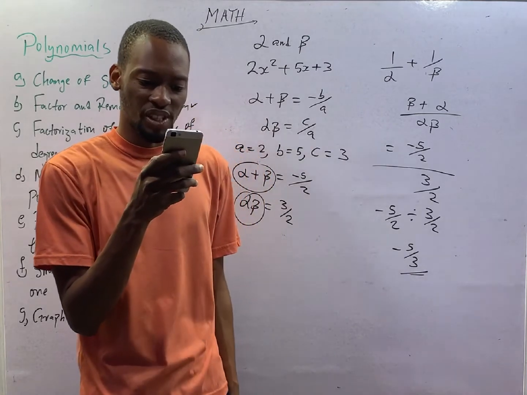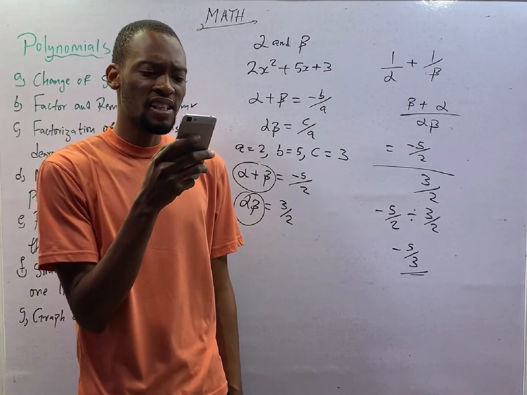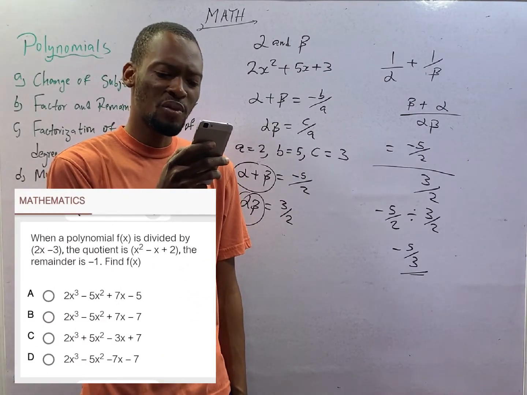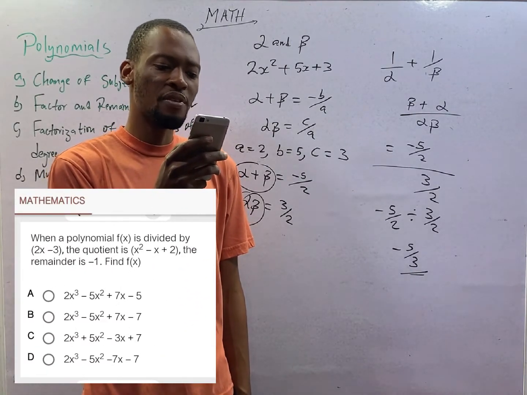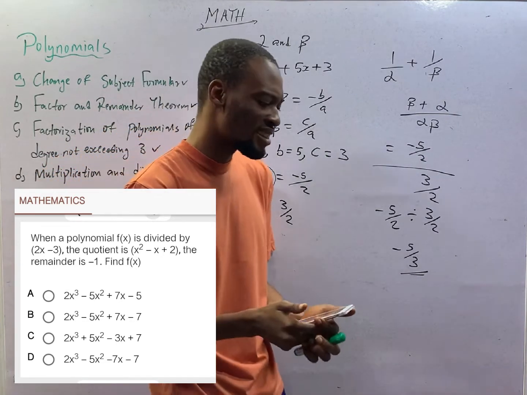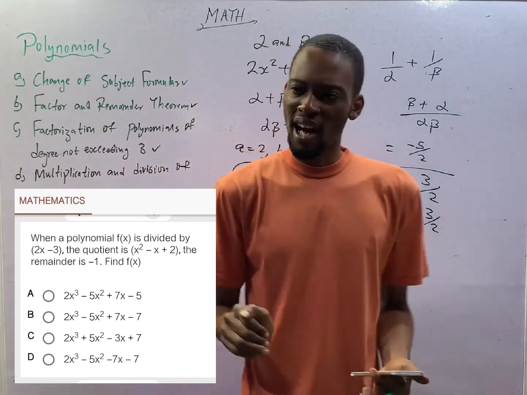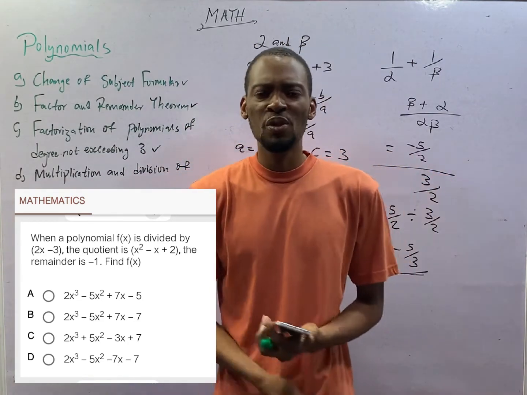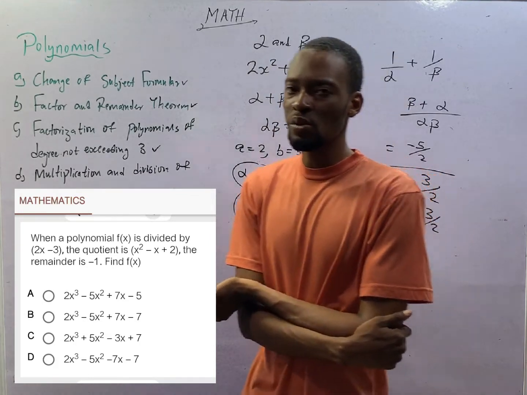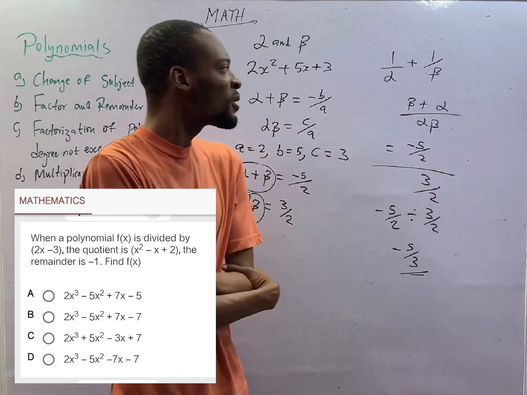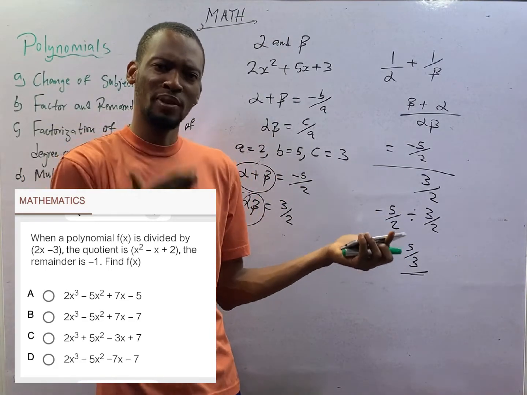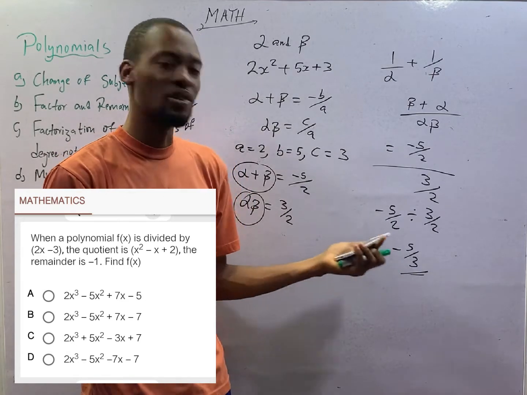And the next question says, when a polynomial is divided by 2s minus 3, the quotient is s squared minus s plus 2, and the remainder is minus 1. Find function of s. Function of s is the polynomial. Remember, under the division of polynomial, I told you that a time will come where you will not be given the dividend. You will be asked to look for it. And I said that polynomial is equals the quotient times divisor plus remainder. I don't know whether you remember.